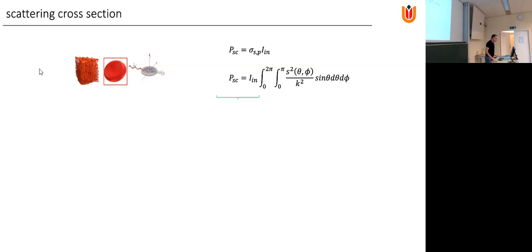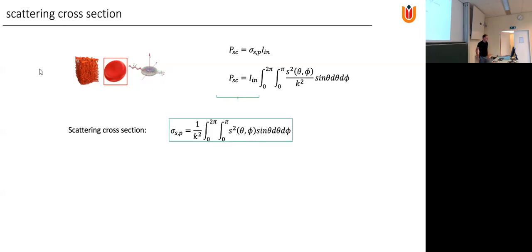All right. Then finally, we can compare these two equations, and the expression for the scattering cross section now drops out. k is a constant that can be brought out of the integral. So this is the result for the scattering cross section, and it is expressed in terms of this redistribution function.